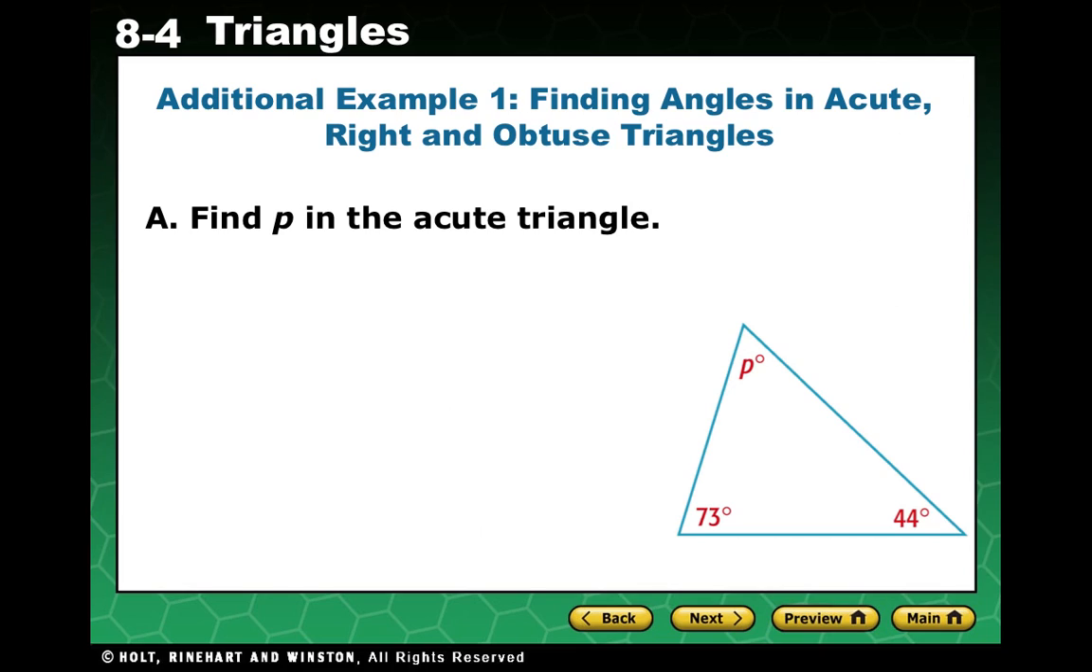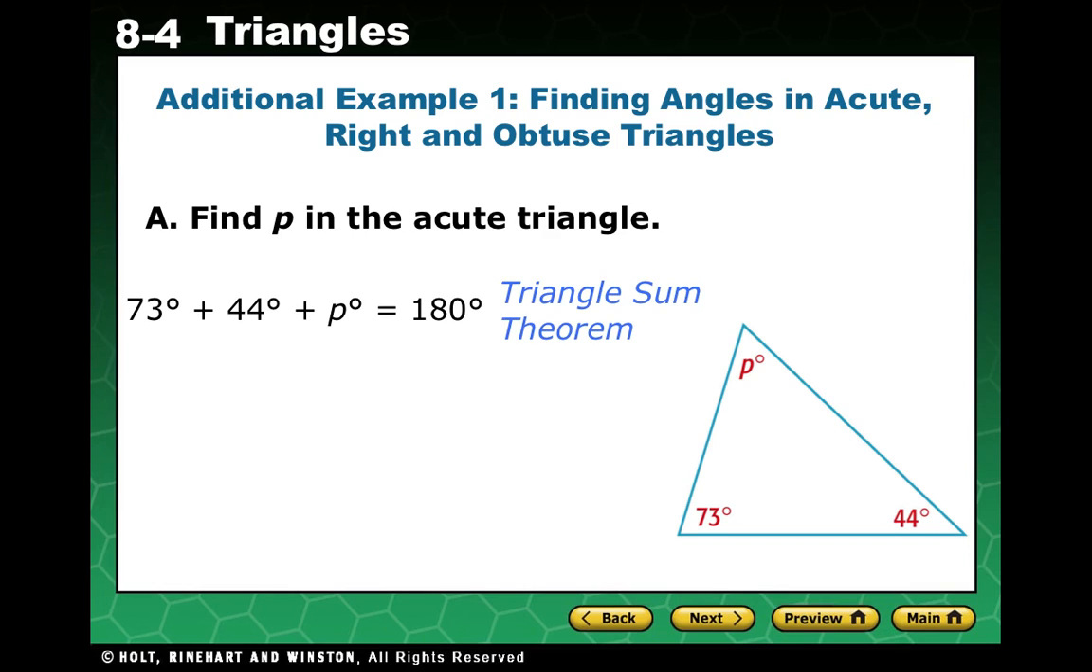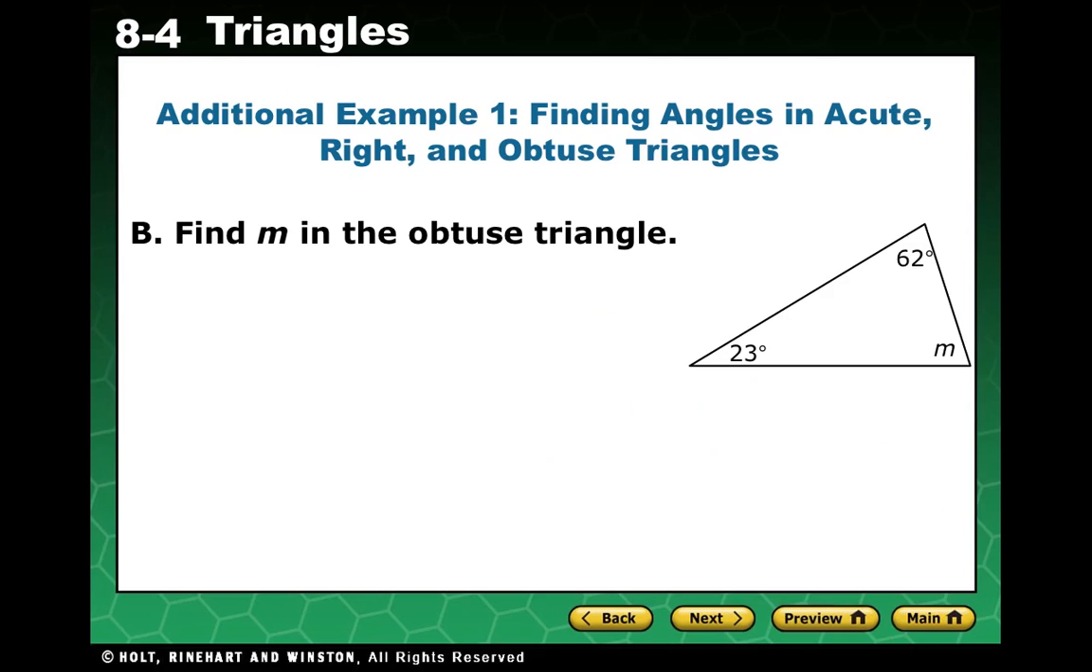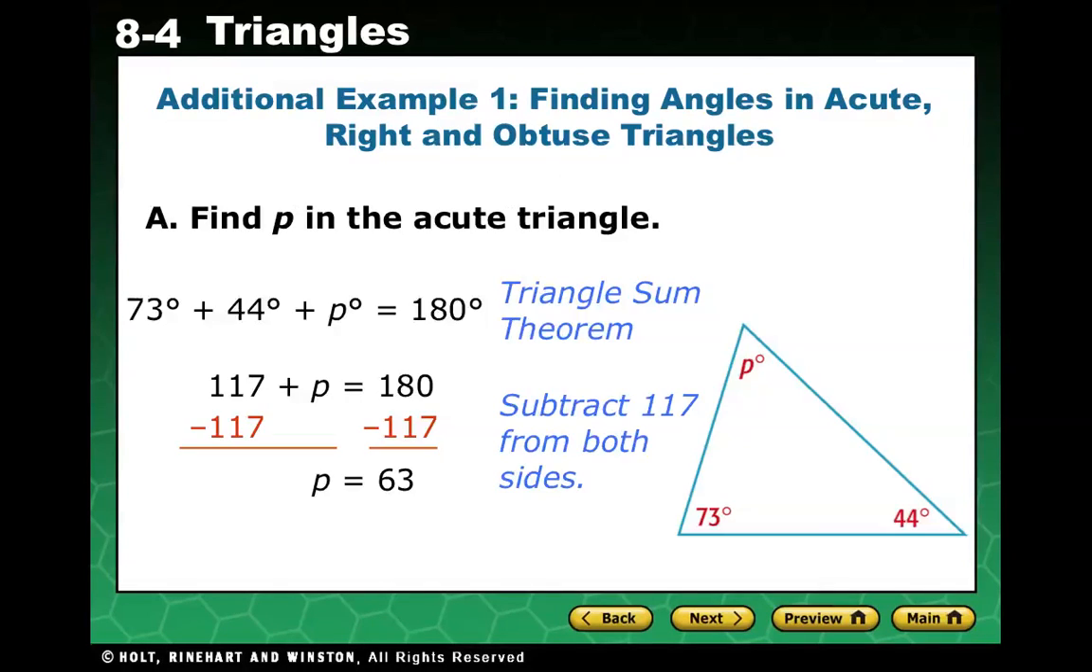So we want to find the measure of angle P in this acute triangle. We know that all three angles will add up to 180 degrees. So we'll substitute in the two angles that we know, 73 and 44, add that to the unknown angle, and that will give us a sum of 180 degrees. And then we'll just solve for P. You want to get P alone. So we're going to subtract 117 from both sides, and P equals 63. This means that the measure of angle P is 63 degrees.